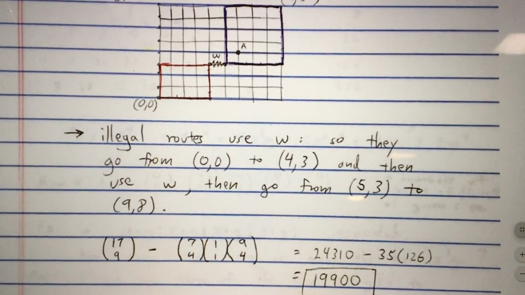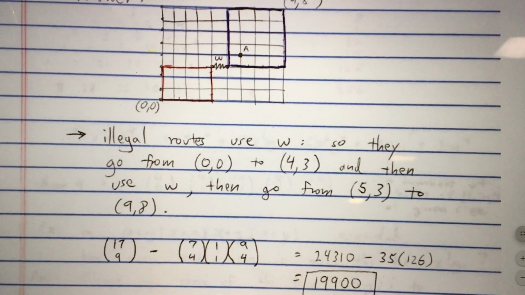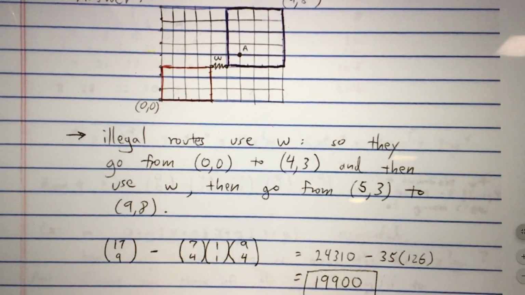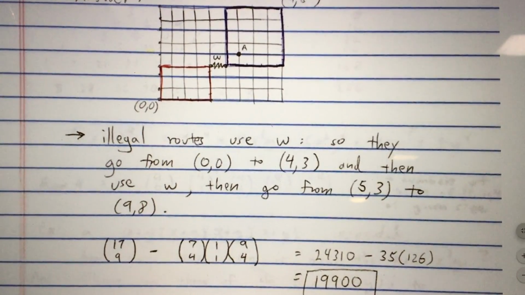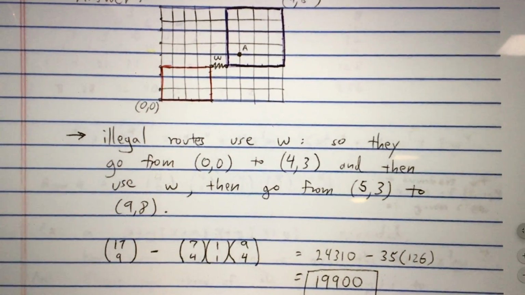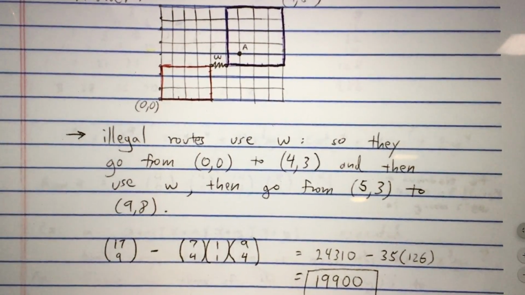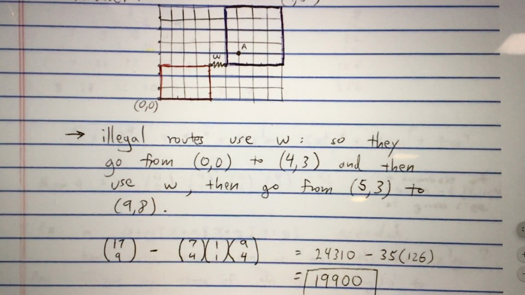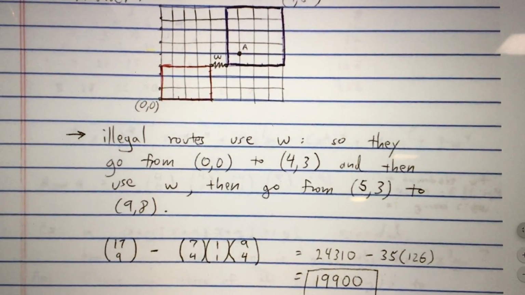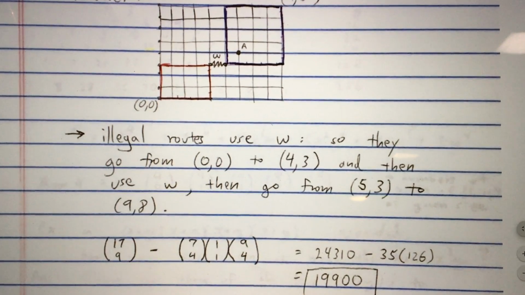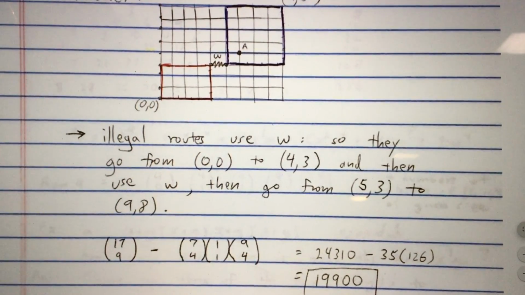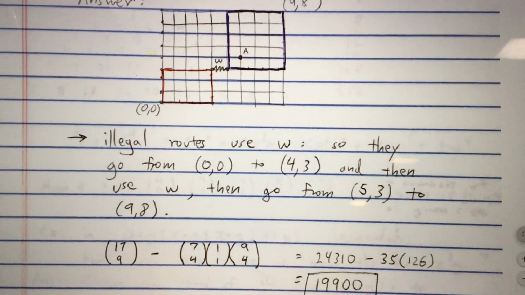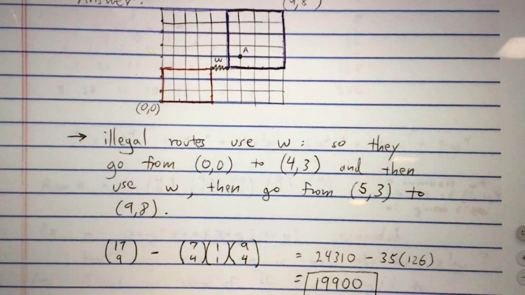So here's the answer. Start out with the total number of routes, 17 choose 9. Then subtract the illegal ones. Now to find the illegal ones, you do 7 choose 4 to get to the beginning of W. That's because there's 7 steps to get there and 4 east steps. Then 1 choose 1 I just put in as a way of crossing W. It could be more complicated, but this time it's just one way to do it. And then 9 choose 4 is to go from the end of W to the finish, 9 comma 8. So then you subtract those two to get the final answer.